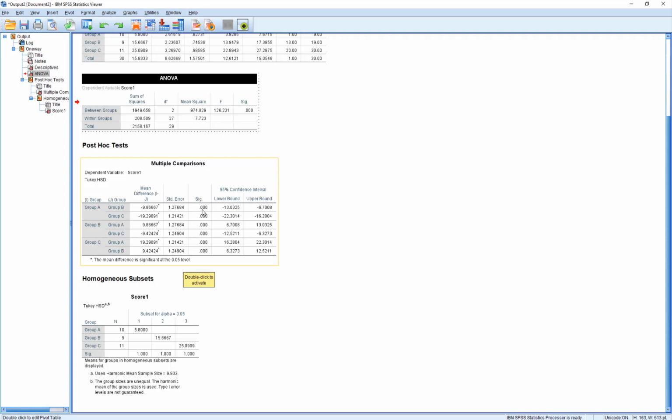Here we have our significance value. Once again, this value isn't actually 0, it's just smaller. It's a very small value. So here we see there is a significant difference between group A and group B, and there's a significant difference between group A and group C. We can also go down to group B to see the final matchup of group B and group C, and there is a significant difference there as well. That tells us that every group was significantly different.